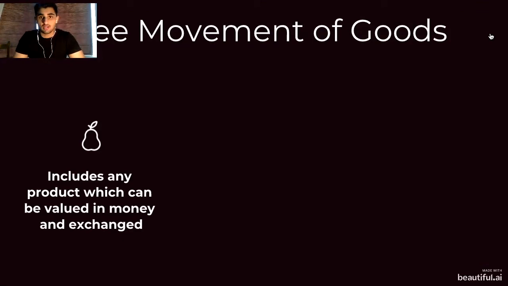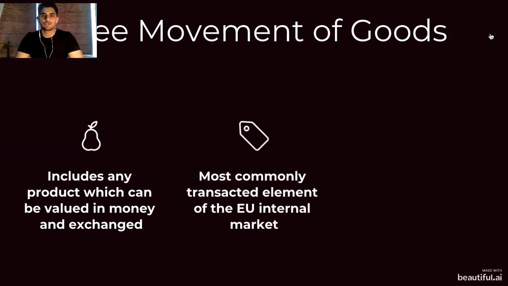But goods can encompass a very, very wide range of products, and so they are a pivotal part of the internal market. It's the most commonly transacted element of the EU internal market, just because one human is able to trade many, many types of goods. Whereas if one human was to trade services, well, it would take him years to really perfect that service and then to begin to trade that. So it's much more feasible for a human being to trade many different types of goods in a year than to trade many different types of services.